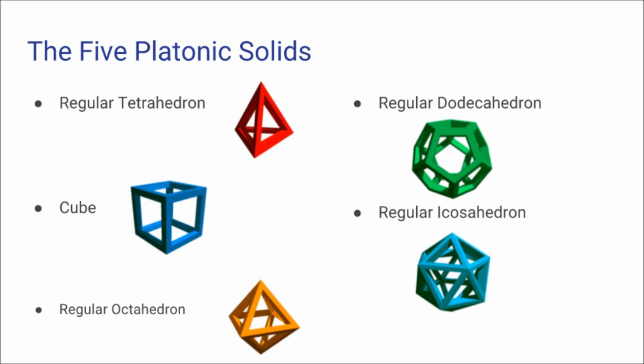There are exactly 5 Platonic solids possible in 3-dimensional space. Their names are based on the number of faces. The regular tetrahedron is composed of 4 congruent equilateral triangles as faces. The cube, or regular hexahedron, is composed of 6 congruent squares as faces. The regular octahedron is composed of 8 congruent equilateral triangles as faces. The regular dodecahedron is composed of 12 congruent regular pentagons as faces. The regular icosahedron is composed of 20 congruent equilateral triangles as faces.